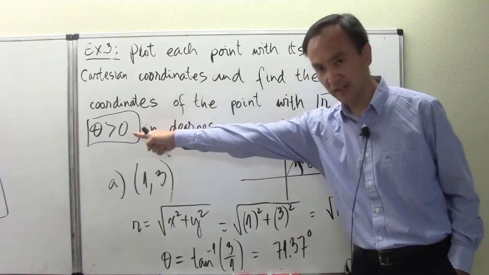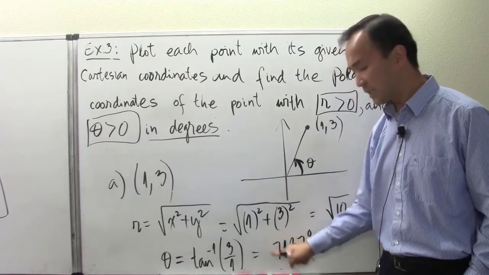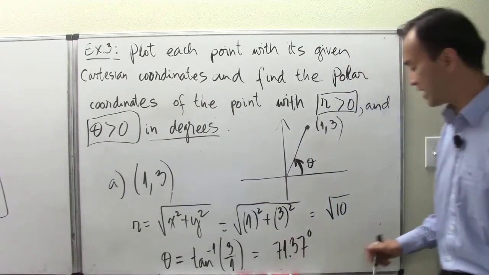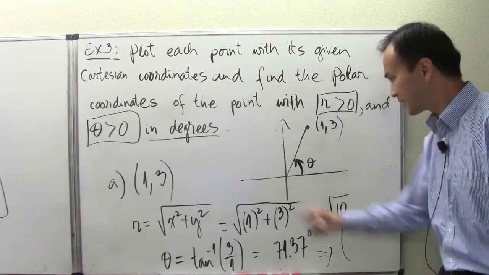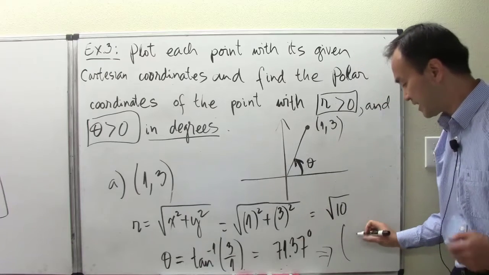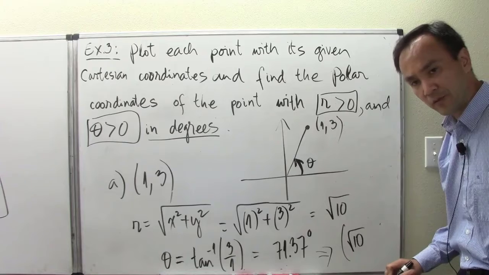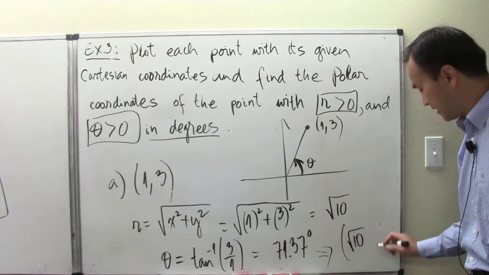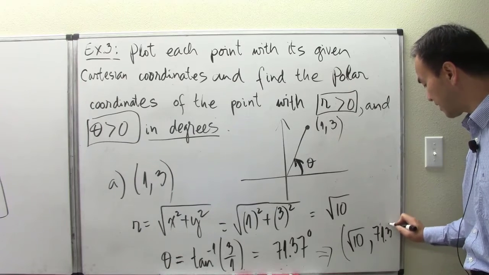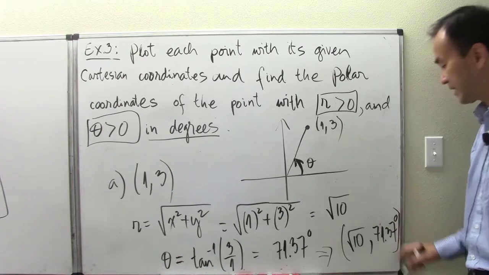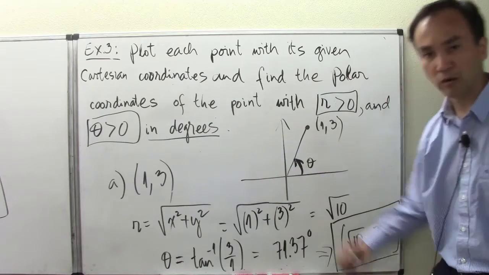We want the angle theta to be a positive angle, in degrees. So nothing needs to be treated here. Okay, so that means our polar representation of the same point, the polar coordinates representation, is square root 10 for the radius, and it's already a positive square root 10, comma, 71.37 degrees.